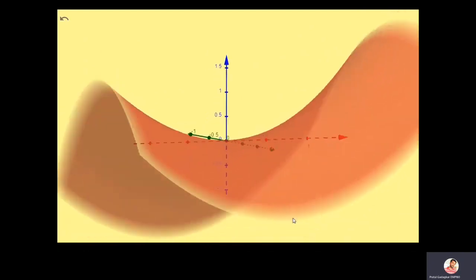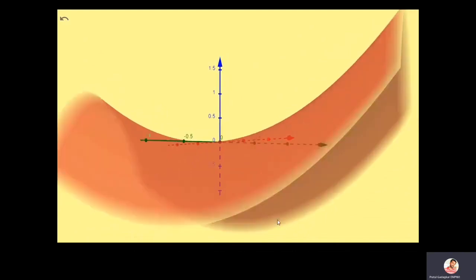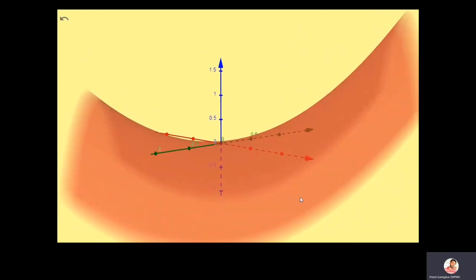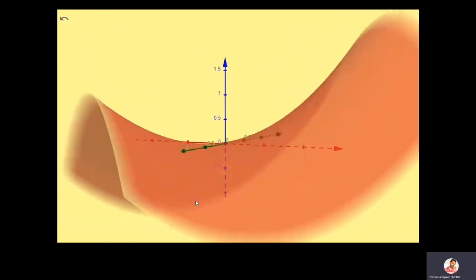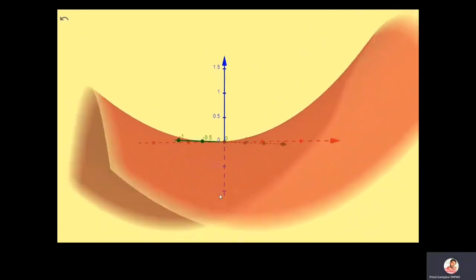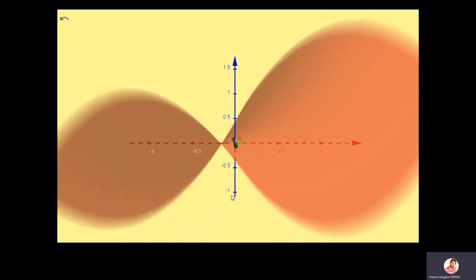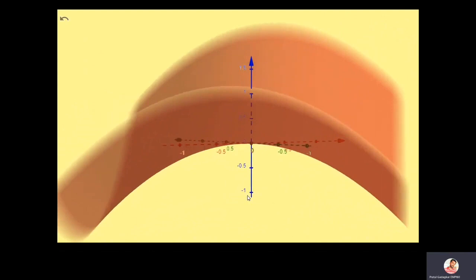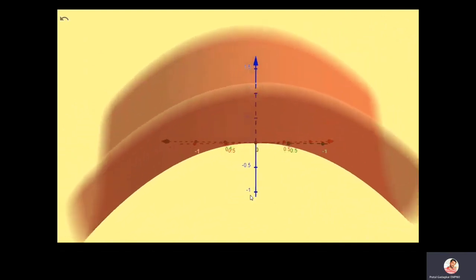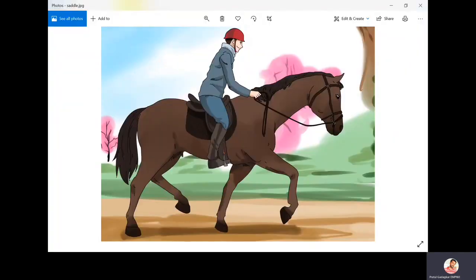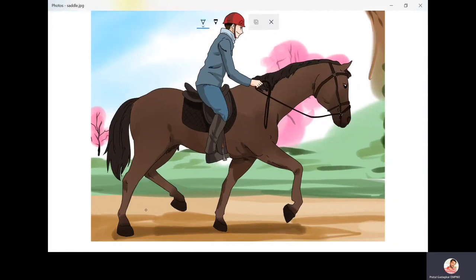That is a point of maxima also. So it is minima as well as maxima, or rather it is said to be neither minima nor maxima precisely, because here it looks like a minimum point, but when I rotate it and see it from the other side, then 0, 0 looks like a maximum point. From this side you see that 0, 0 looks like a local maxima, from the other side it looks like a local minima.